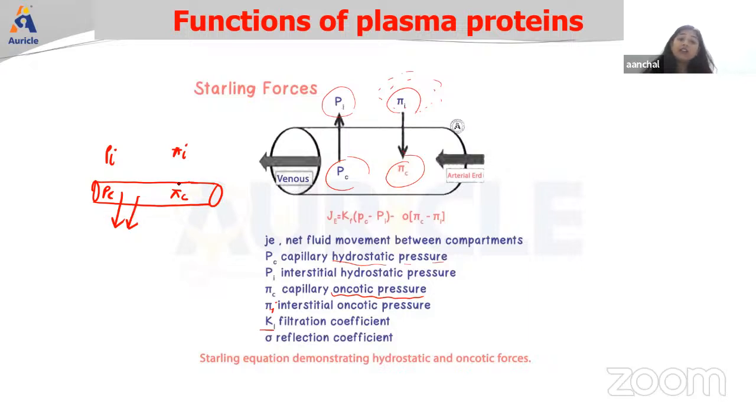Then next we have pi C. Here pi C means the pressure exerted by the plasma protein present inside this capillary, which will try to absorb more and more water from the interstitial fluid. So it will try to collect all the fluid present in the interstitium. Then we have Pi, the hydrostatic pressure exerted by the interstitium. Here it will try to move fluid inside the capillary.